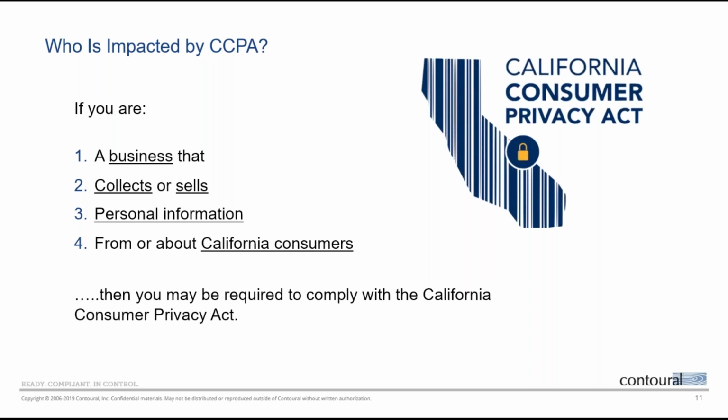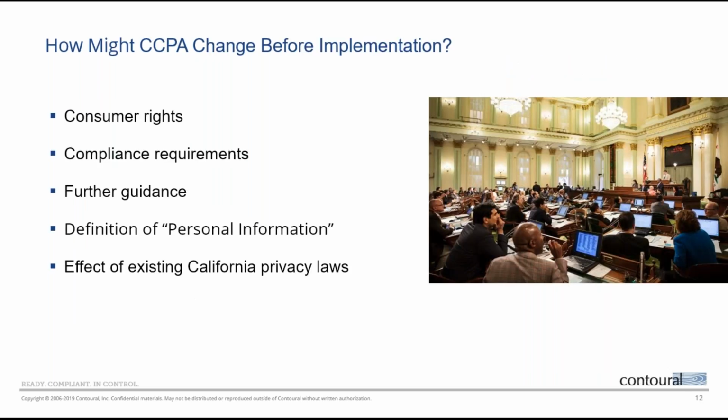Now, again, as I said, there are a lot of implementation details we have to watch out for, and we still could see some changes. We might see CCPA change before implementation with either consumer rights or the compliance requirements, or maybe some exemptions or not. We're obviously going to get some further guidance. We talked about the definition of personal information. And the other question is, what's the effect of existing California privacy laws out there? How is this legislation going to impact that?